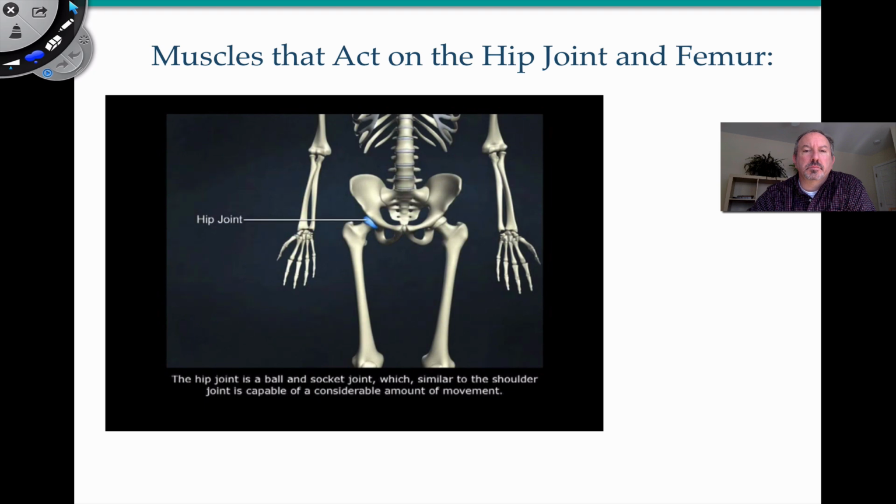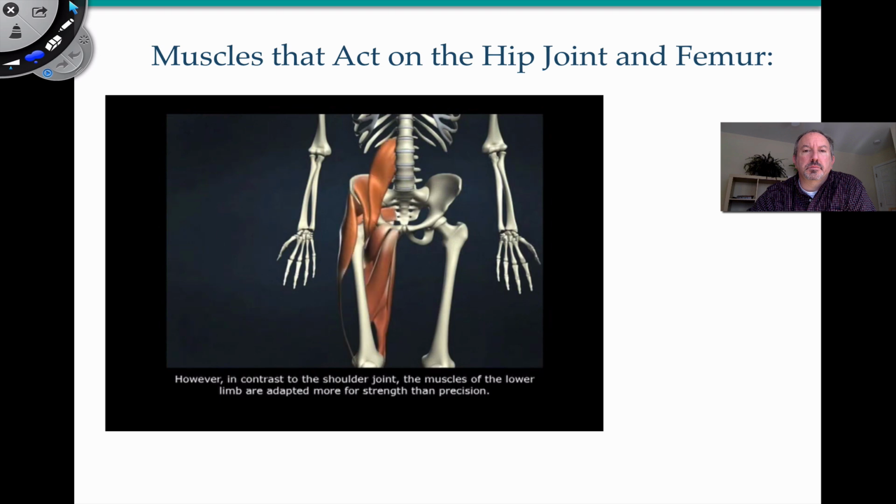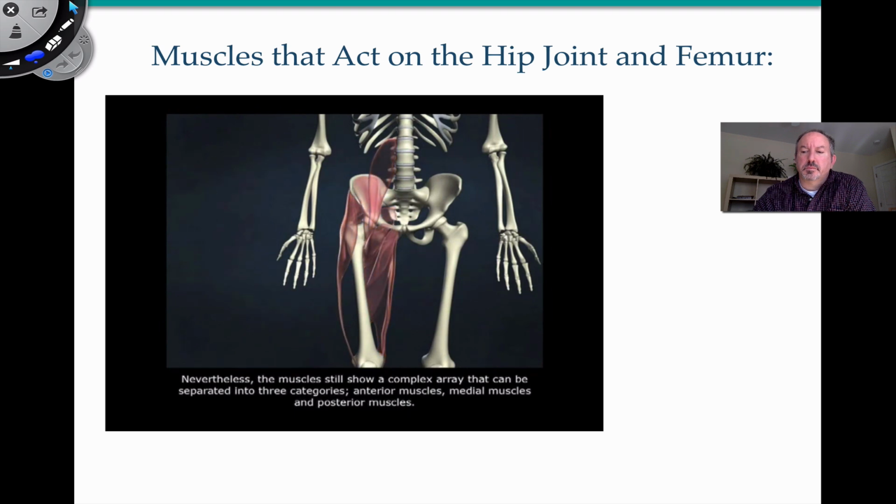amount of movement. However, in contrast to the shoulder joint, the muscles of the lower limb are adapted more for strength than precision. Nevertheless, the muscles still show a complex array that can be separated into three categories: anterior muscles, medial muscles, and posterior muscles.